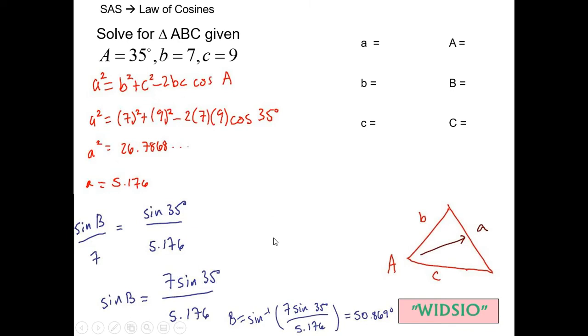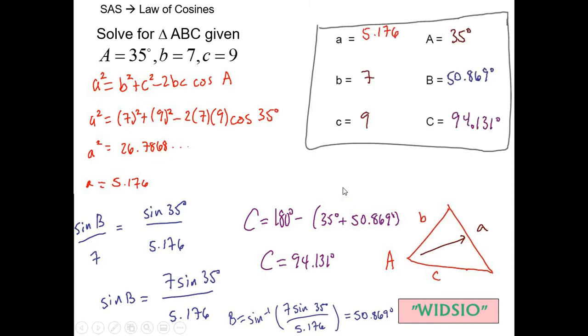So now I have angle A, I have angle B, and sides A, B, and C. The only thing left to figure out is angle C. And we can figure out C simply by subtracting A and B from 180. So C turns out to be 94.131 degrees. So let's compare. Angle C is the largest angle. It's across from the longest side. Angle A is the smallest. It's across from the smallest side, and B is in the middle. So that makes sense. I'll give you a couple seconds to jot that down. And as always, you can come back and revisit these videos.